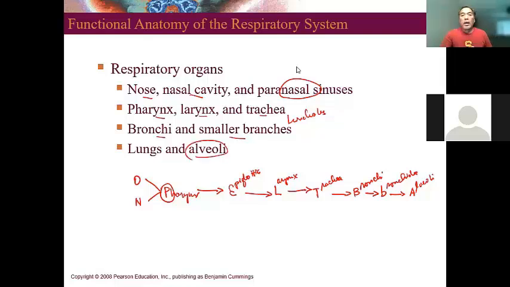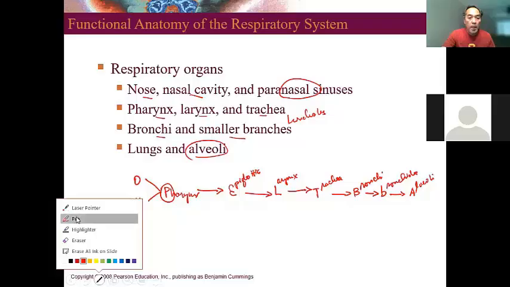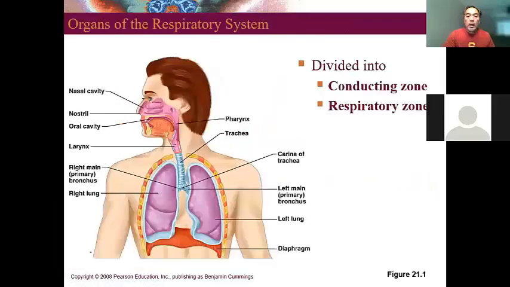Okay? All right, so we're going to continue on. So we trace the path of air, and those are the anatomical structures that we laid out here to make it easy for you to memorize. Okay? So now let's take a look at the individual structures on this anatomy. Okay, so let's take a look at where the systems are.